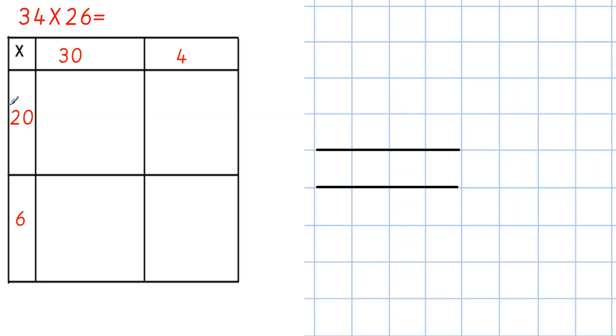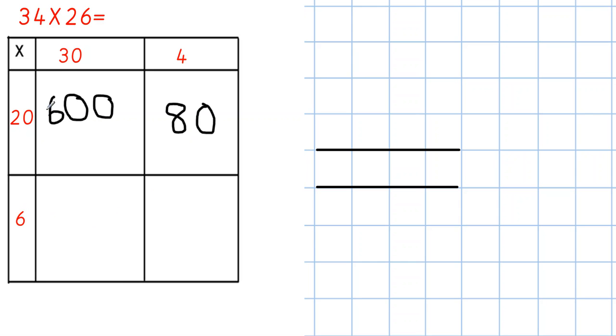Okay, so let's look at this one here. It says 20 times 30. So I know that 20 times 30 is 600. 2 times 3 is 6. 2 times 30 is 60. And 20 times 30 is 600. And 4 times 20 is 80.